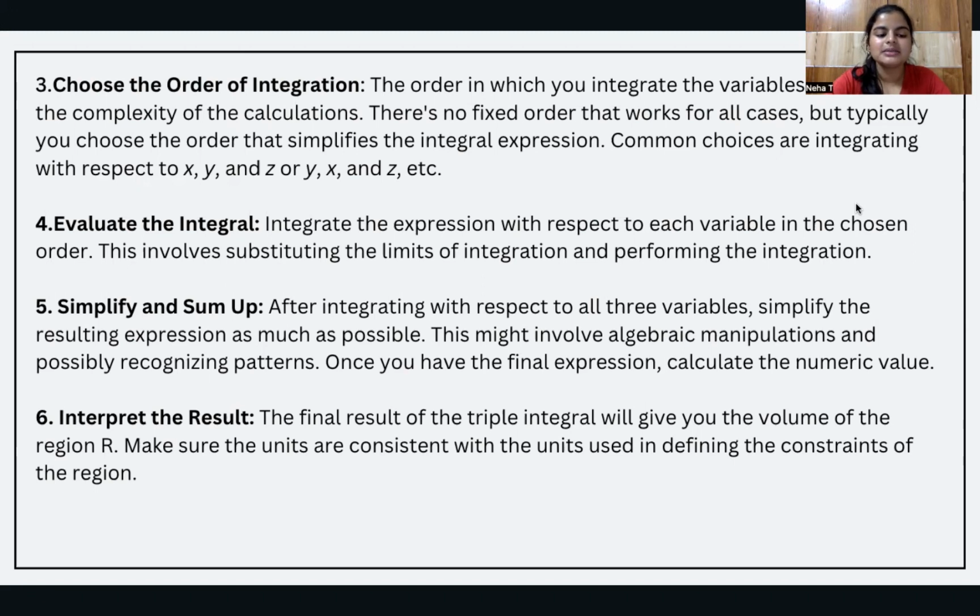The last step is to interpret the result. The final result of the triple integral will give you the volume of the region R. Make sure the units are consistent with the units used in defining the constraints of the region. We have found the infinitesimal volume dV using all the steps, and the final result gives the volume of the region R. So this is how we find the volume using triple integration.